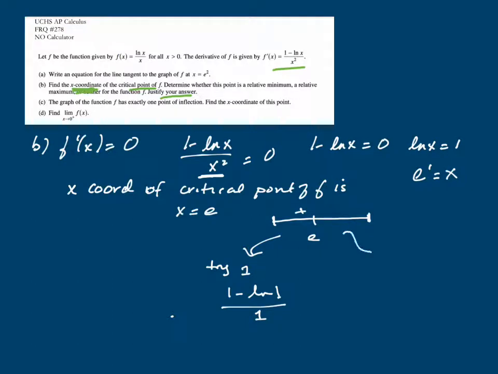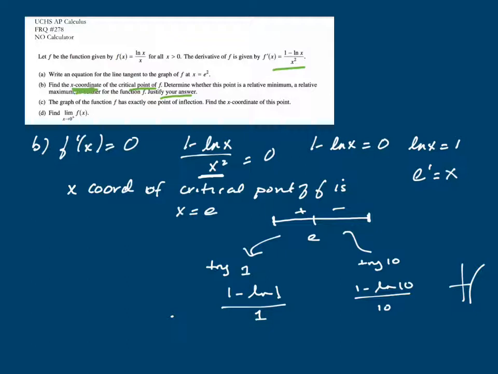Now, if you say you're going to try, I don't know, 10. Okay, so then you would say 1 minus ln of 10. And you know what ln looks like. So if we're at 10, we're way positive, right? Over 10. So this is 1 minus a big number over 10. So this is going to be negative.